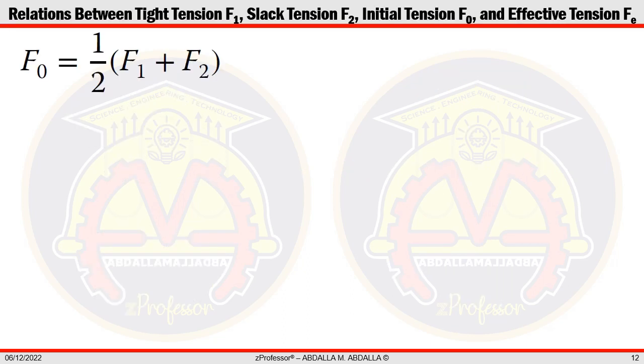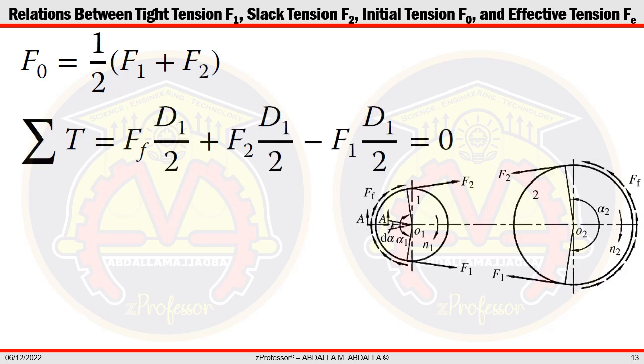Assume that the belt's overall length remains unchanged. Therefore, F1 minus F0 equals F0 minus F2. The length of the belt increasing on the tight side is the same as the length of the belt decreasing on the loose side. As a result, the initial tension is as follows: F0 equals half of (F1 plus F2). When we add up the torque with regard to the driving pulley's center, we get summation of T equals F subscript F d1 over 2 plus F2 d1 over 2 minus F1 d1 over 2 equals 0.